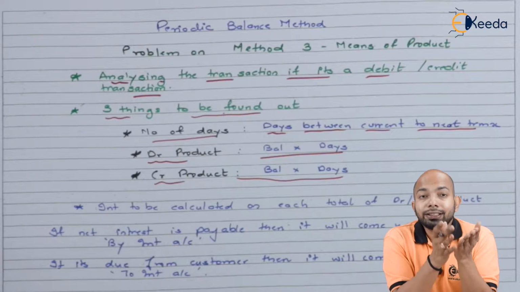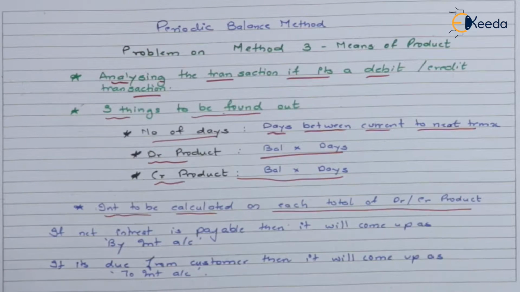Once this is completed, then you go ahead with the interest calculation part. Interest has to be calculated both on the debit product total and the credit product total side. Whatever balance is left on the debit product total and credit product total, that has to be taken into consideration for calculating the interest. The net interest will be taken into consideration. Now when the interest is due from the customer, it will come as To Interest account, and if we are supposed to pay it to the customer, that means interest is payable, then it will come as By Interest account. So these are the prerequisites of this specific method, that is periodic balance method or by means of product balances method.